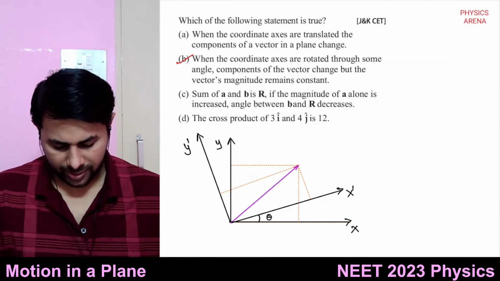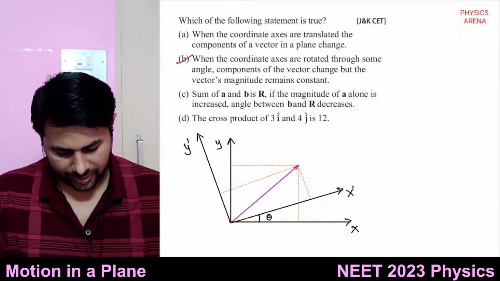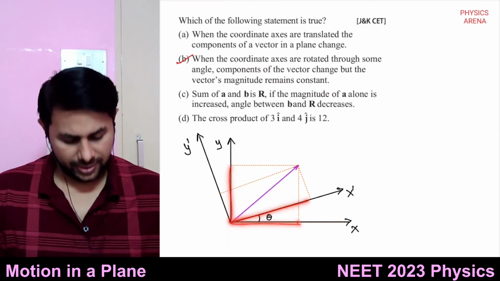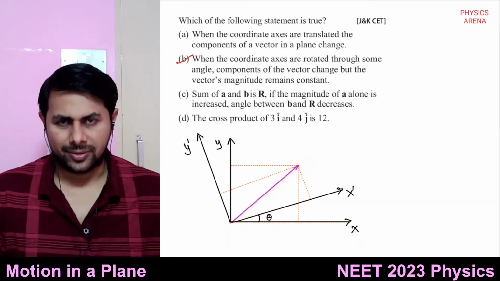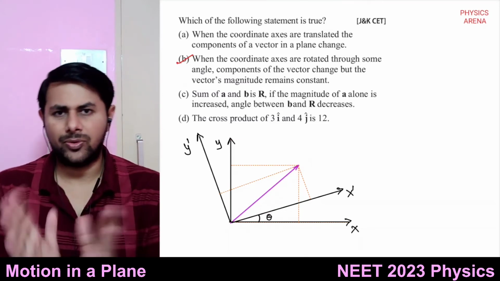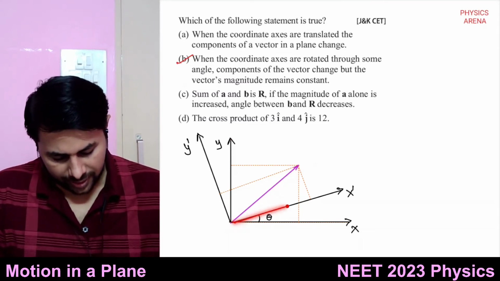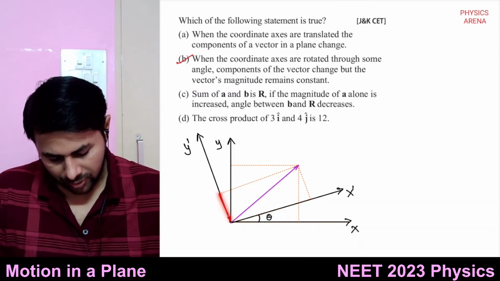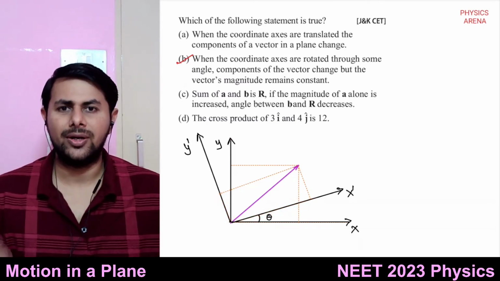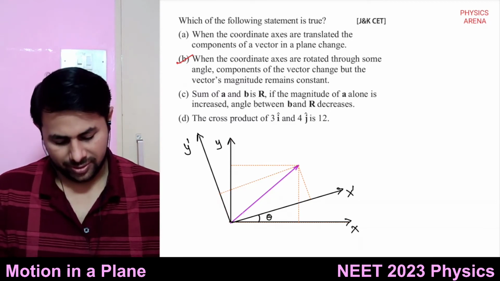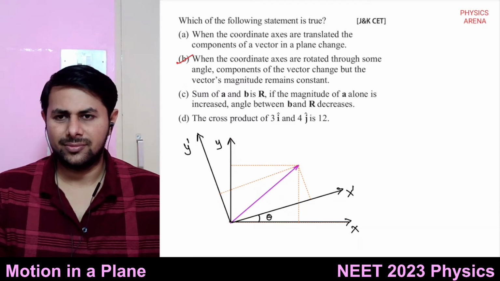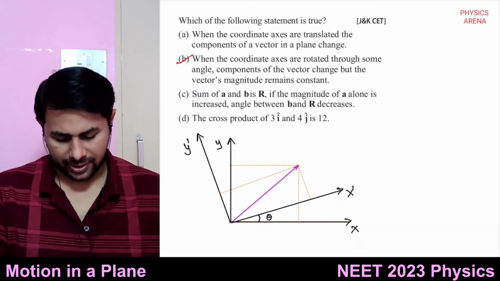The sum of x square plus y square. So x component square plus y component square is the square of the length of this vector. Similarly, even if you rotate the coordinate axis, this new x component square plus new y component square will be equal to what? The square of the length of this vector. Okay, this is clear. So that's why it's answer B.